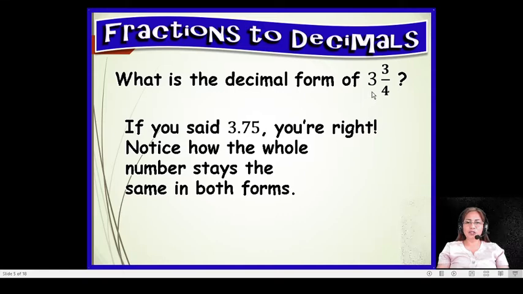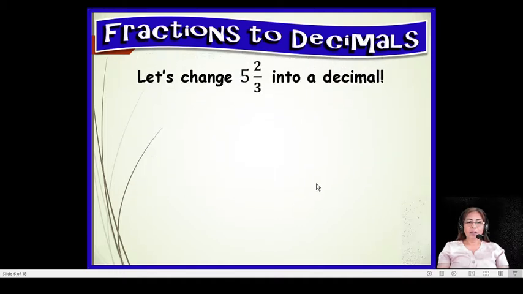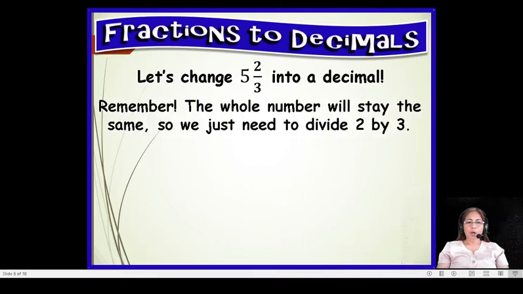But please notice the whole number stays the same in both forms. Here in fraction, this 3 is a whole number, and in decimal, 3 again is a whole number. Only the fraction changes into decimal. Now let's change 5 and 2/3 into a decimal. Remember, the whole number will stay the same. So we just need to divide 2 by 3.